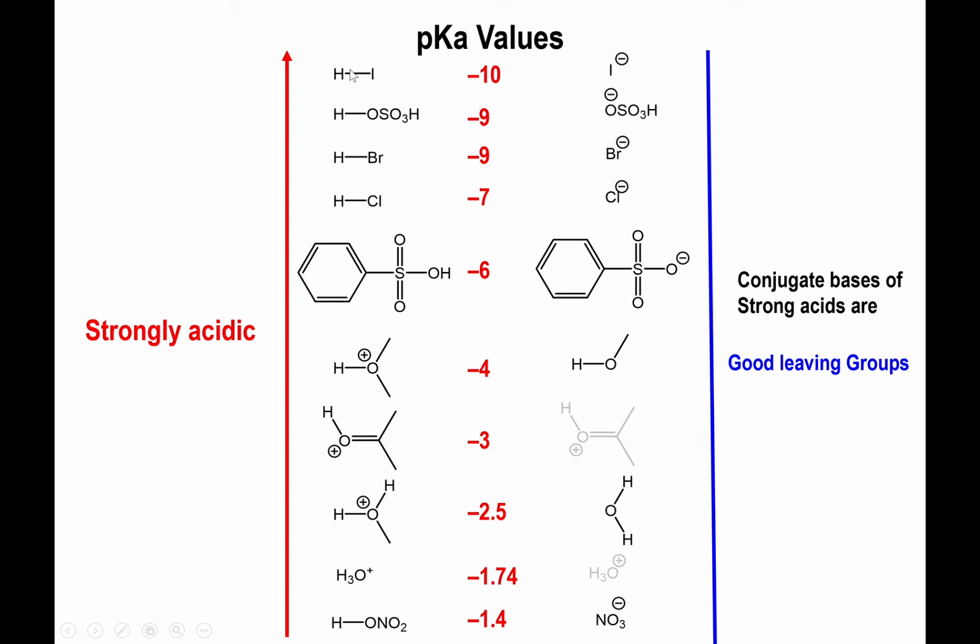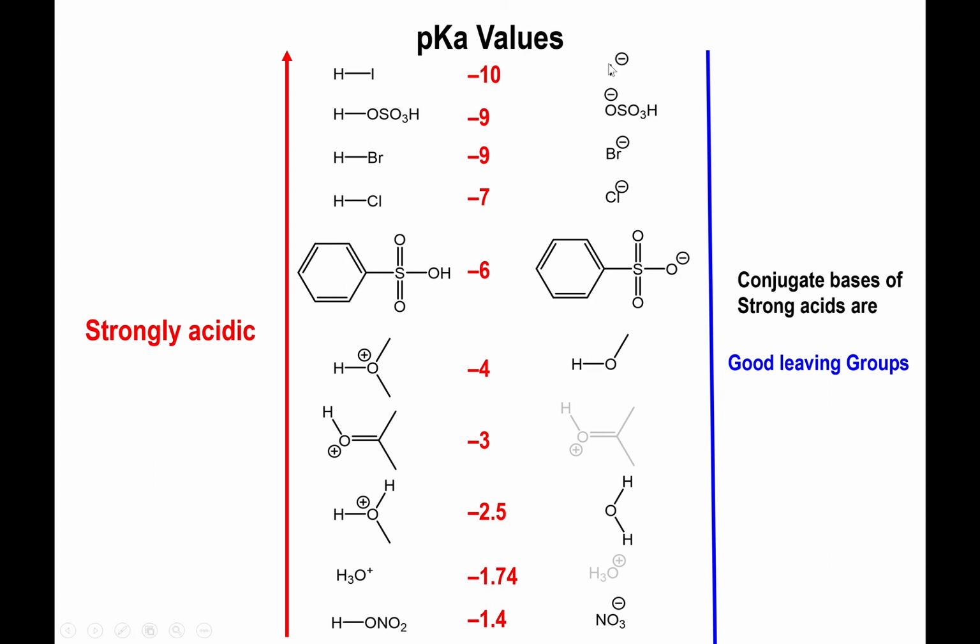If you look at the strong acids: HI, sulfuric acid, HBr, HCl, tosylic acid, protonated ether, protonated carbonyls, protonated alcohols, protonated water, aka hydronium, or nitric acid. These are all strong acids, and we know that because the pKa's are all negative. This is very much indicative of strong acid behavior. So the conjugate bases of strong acids are substances that we regard as being either non-basic or very, very weakly basic, if at all, really.